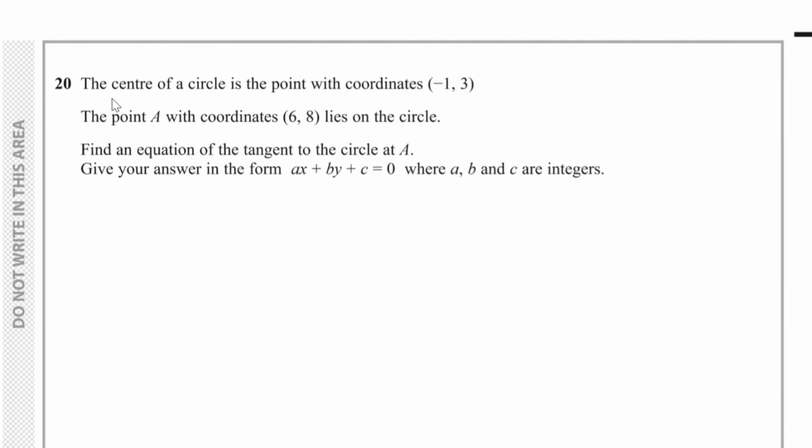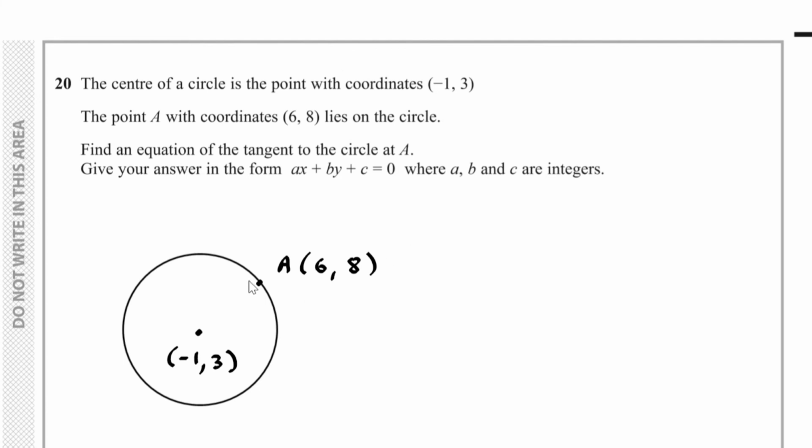Question number 20. The centre of a circle is the point with coordinates minus 1, 3. The point A with coordinates 6, 8 lies on the circle. We have to find an equation of the tangent to the circle at A in the form ax plus by plus c equals 0, where a, b and c are integers. Here is a diagram. We've got a circle with the centre, and what we want is the equation of the tangent.